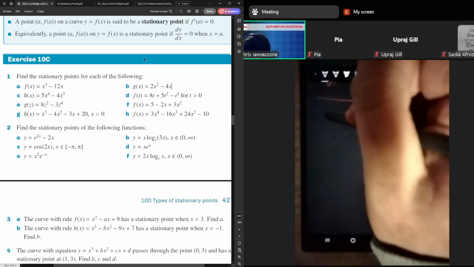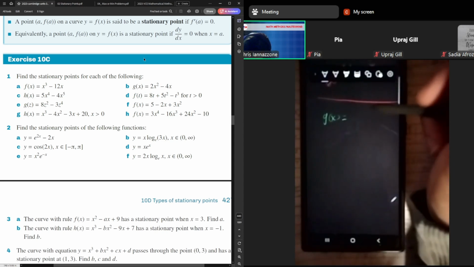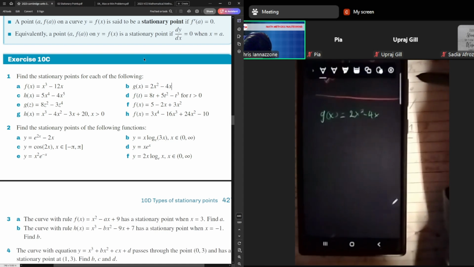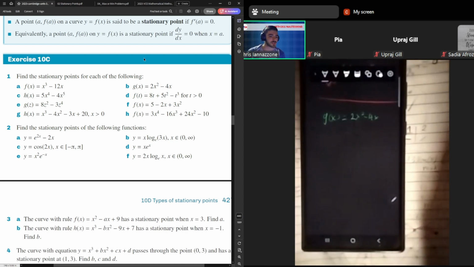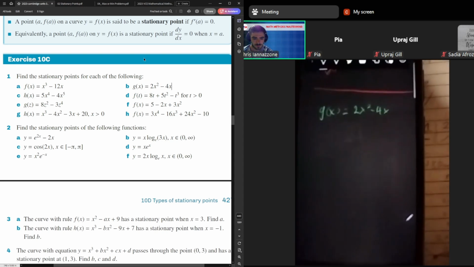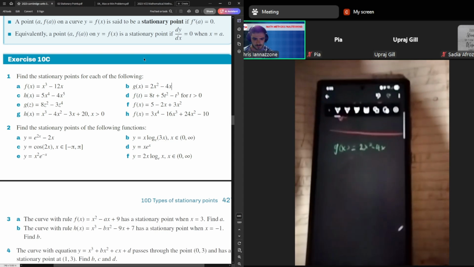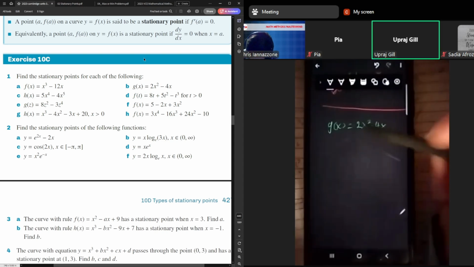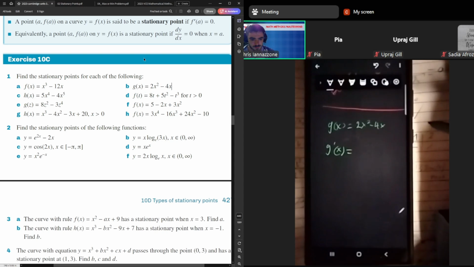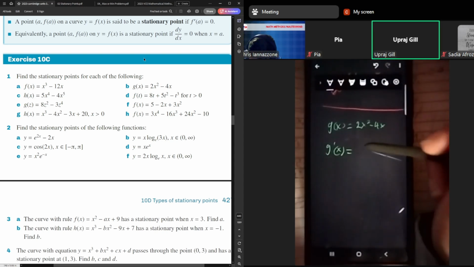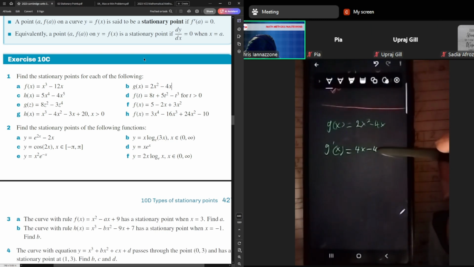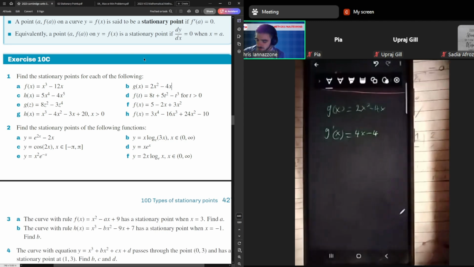Okay, g of x is equal to 2x squared minus 4x, and we want to find the stationary points of this function. So, how do we do that? We first want to find the derivative of g of x. Absolutely. G dash of x. What's the derivative? Is it 4x minus 4? 4x minus 4. Absolutely. Power goes down the front, reduced by 1. Same thing with the minus 4x. All right, we got our derivative. Now what?